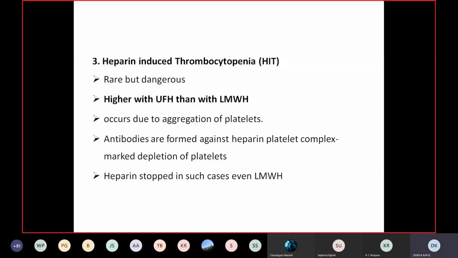The next is heparin-induced thrombocytopenia. This is also a very dangerous complication of heparin. Although it is rare, it is very dangerous. It is mostly seen with unfractionated heparin, the large molecular weight heparin, and then with the low molecular weight heparin. It occurs due to the aggregation of the platelets. This aggregation is due to the formation of antibodies.